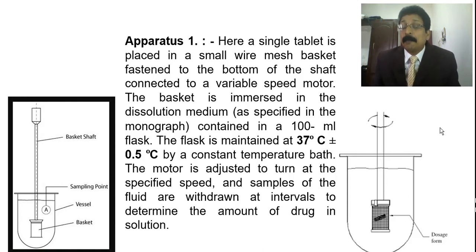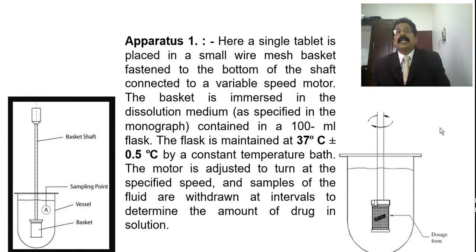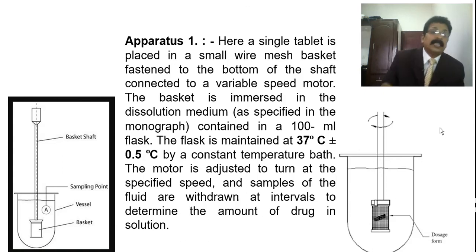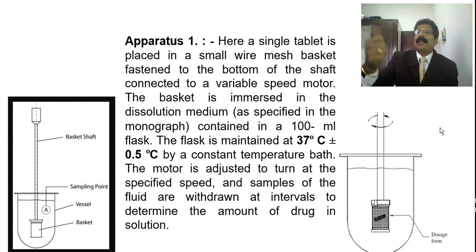Once the drug is 100% released and bioavailable in the blood, then only will you have the minimum effective concentration for that particular action. So you see the picture very clearly: the basket type and the vessel, and you can see the sampling point, which is also mentioned in the picture.